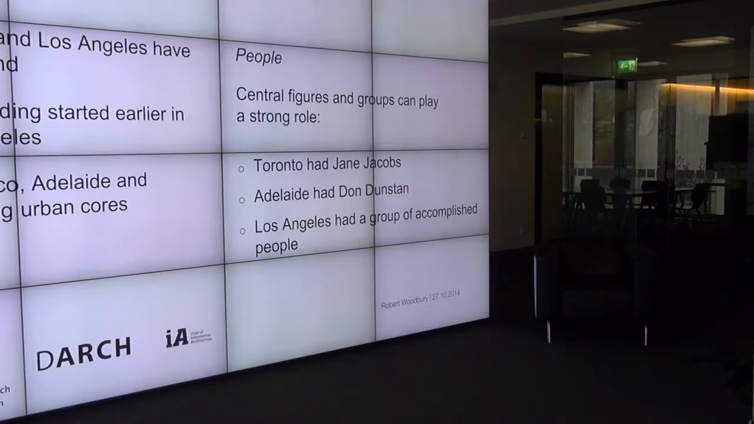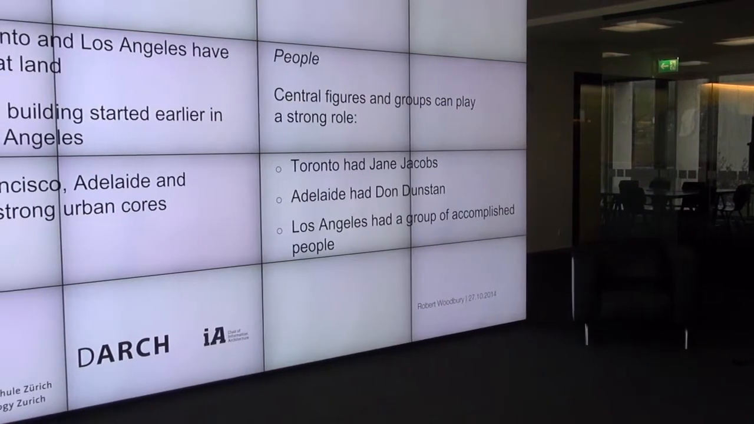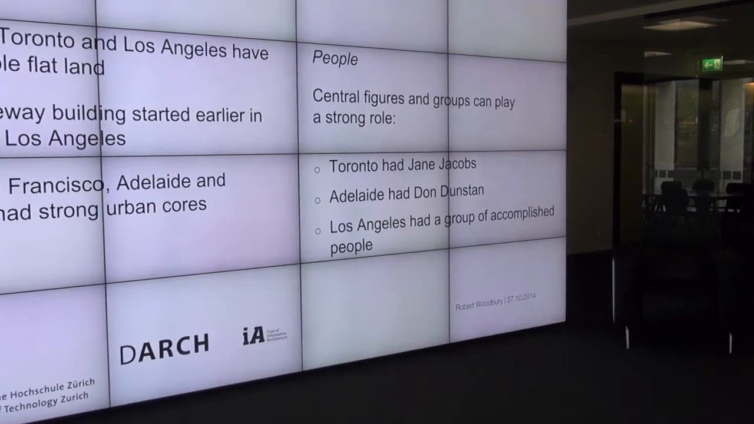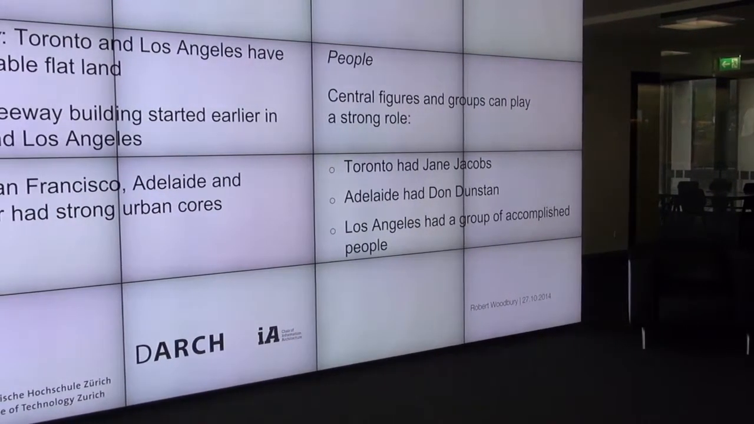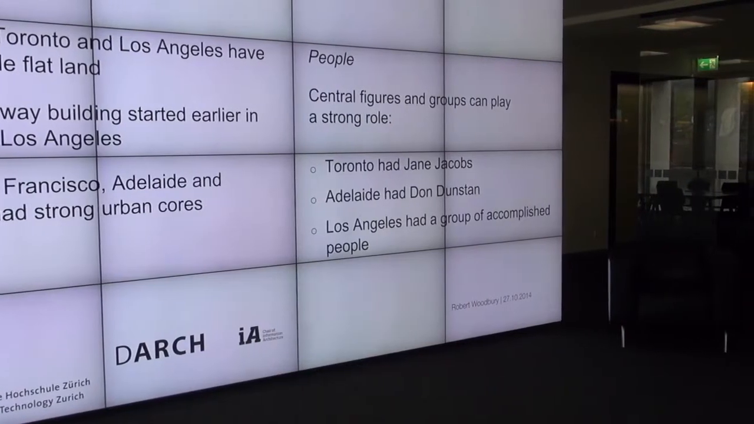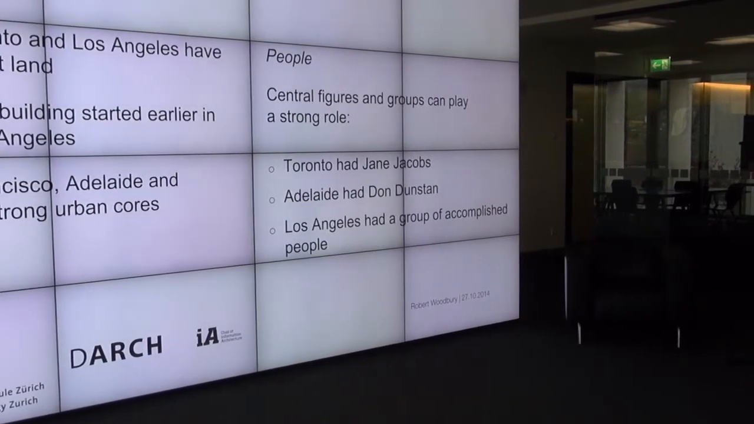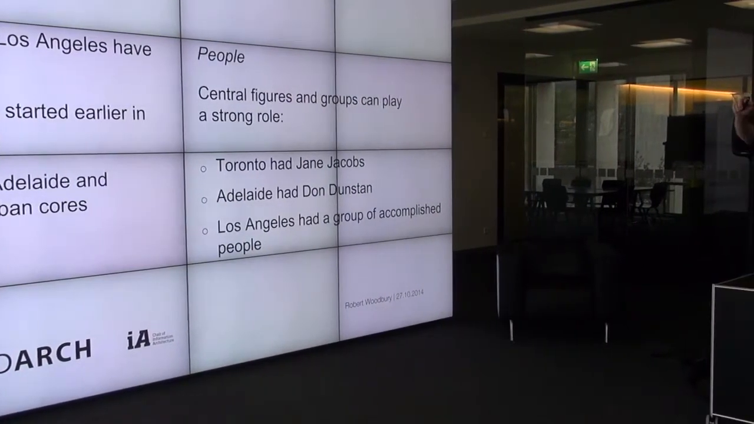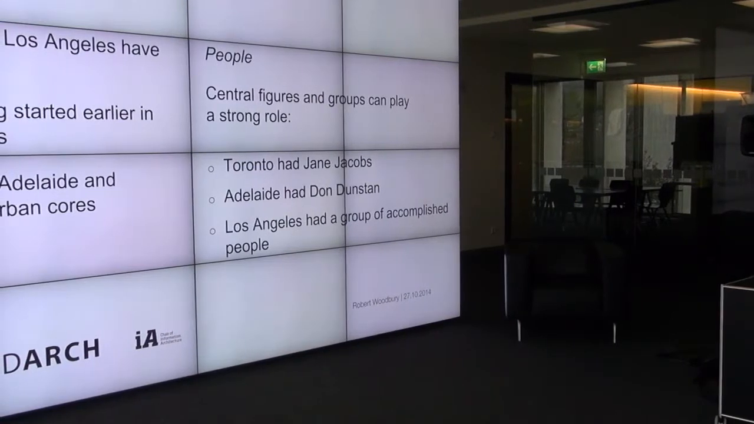Geography: Toronto and Los Angeles have more available flat land than San Francisco and Adelaide. History: freeway building started earlier in Toronto and Los Angeles. San Francisco and Vancouver all had relatively stronger urban cores. Although Toronto's urban core was interesting, it had a very strong urban core, but it spread out along the King's or Queen's Highway, depending on what generation you were in, Highway 2. It spread out a long way along that highway before the freeway system came in.